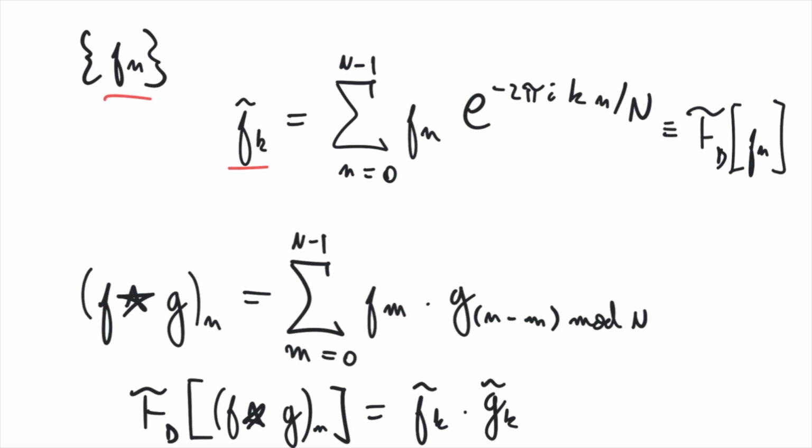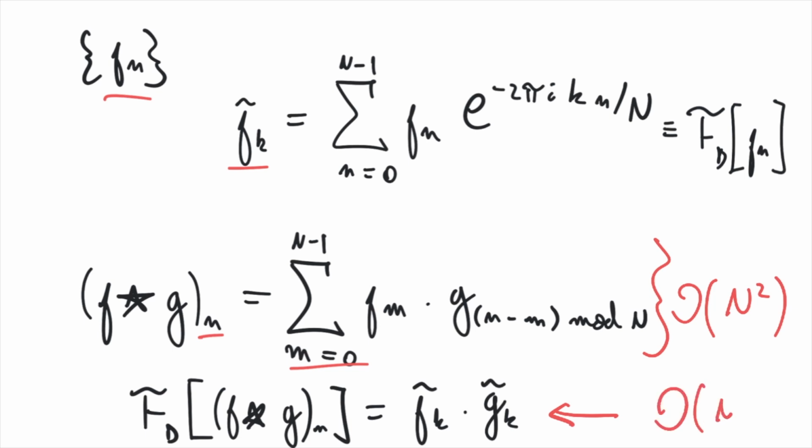is nothing else than the product term by term of the transformed sequences. Now, one should observe that if you compute the convolution in this way, you have N terms, right? And you have a summation over m terms again, so you have O(N squared) time. Whereas here, if you have f_k and g_k, you have O(N) to compute the transform of the convolution.